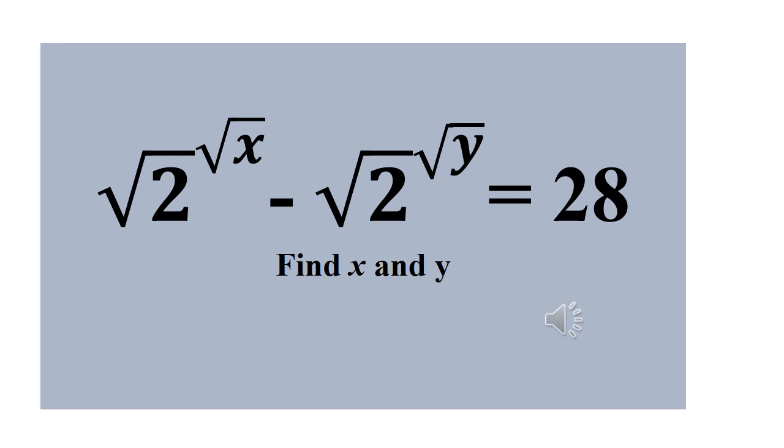So, go straight to our last exercise, and the question is: if square root of 2 raised to power square root of x minus square root of 2 raised to power square root of y equals 28, find the value of x and y.